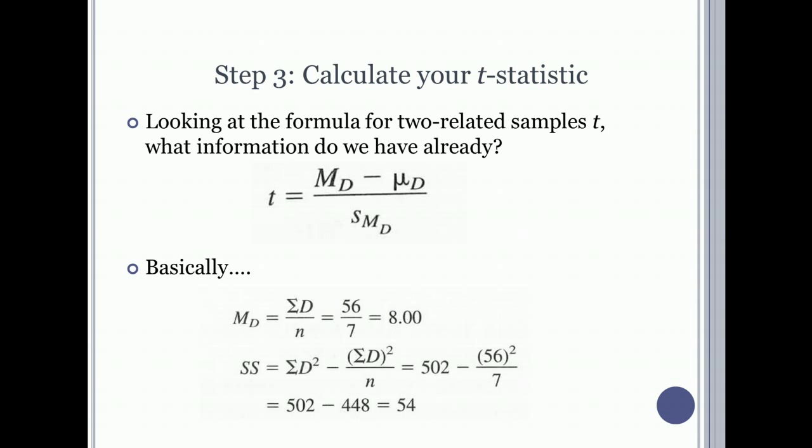Now the standard error, that's where things get sticky. To do that, we need to first know our sums of squares. And the sums of squares calculation below is the summation of D squared minus the summation of D, squared, over n, which is 502 minus 56 squared over 7, which gives you an ultimate sums of squares value of 54. So that's the number we're going to need to move forward to calculate the standard error.